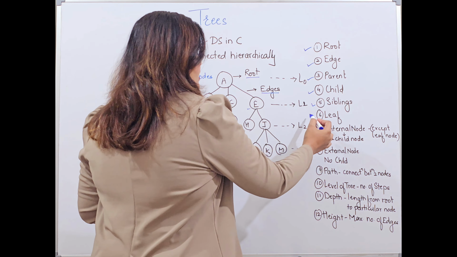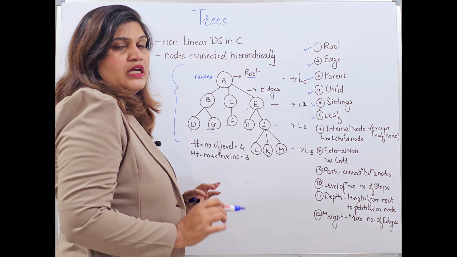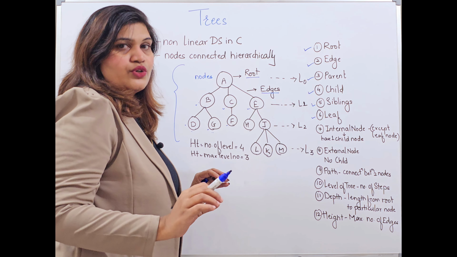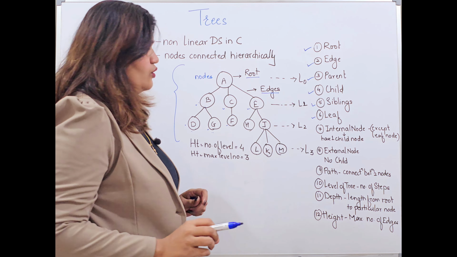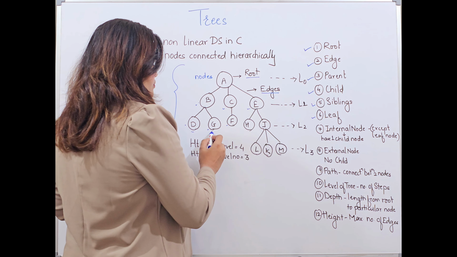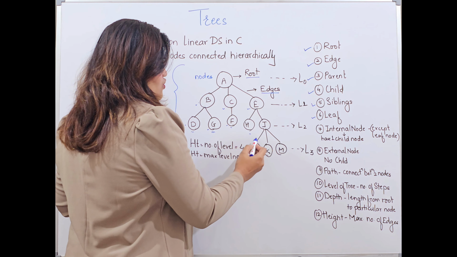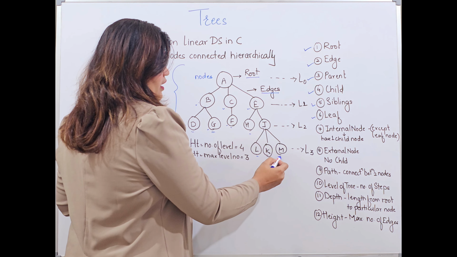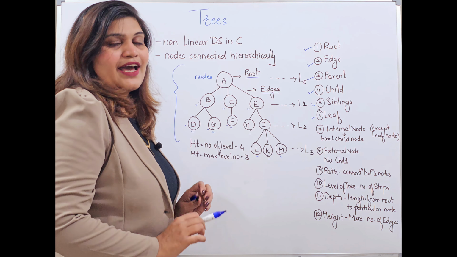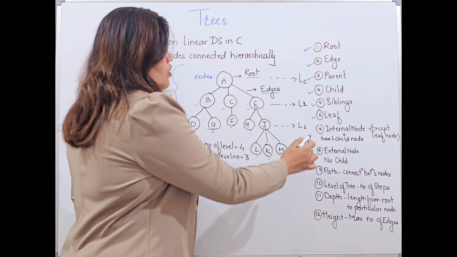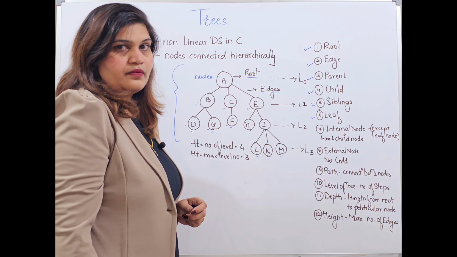The next part is leaf node. Now what are these leaf nodes? Leaf nodes are the end nodes which do not have any child node. So in this case, D, G, F, H, L, K, M. These nodes have no child nodes. So that is called leaf nodes.